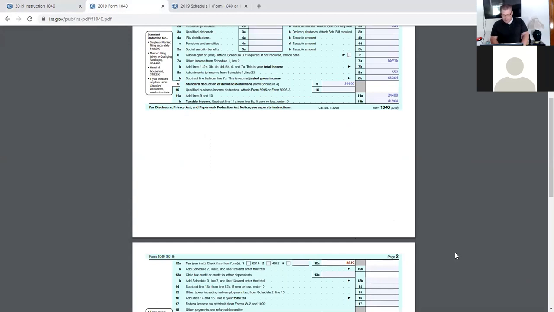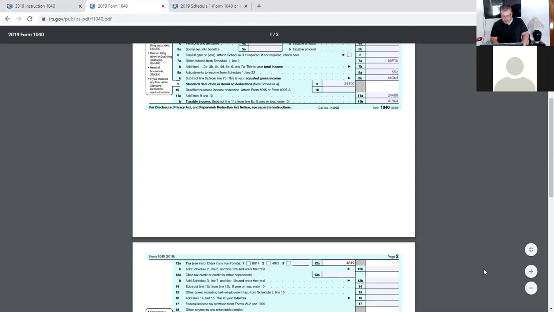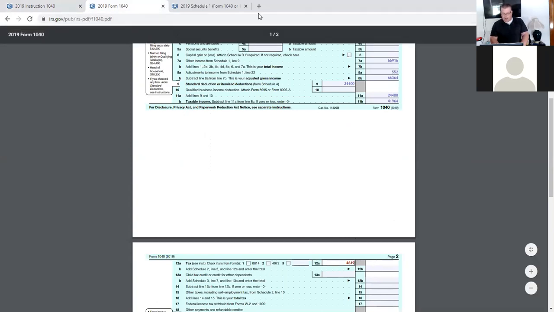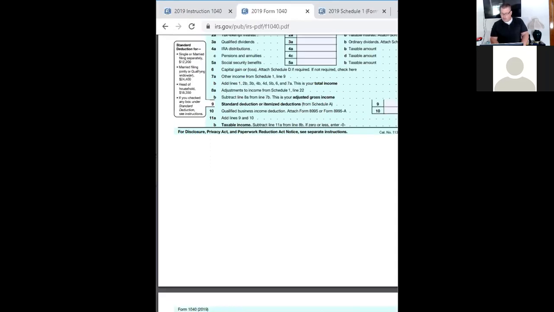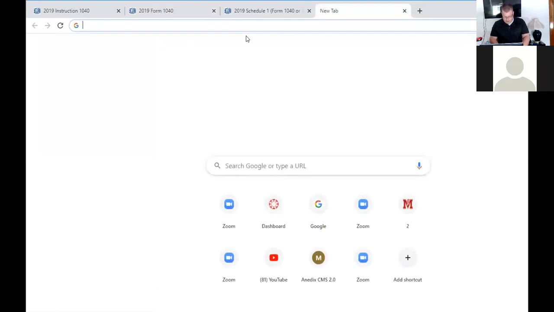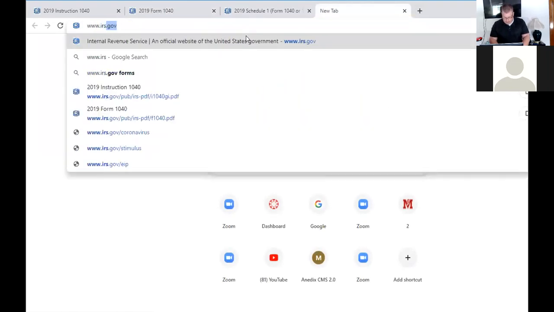Now, notice the next line, add Schedule 2, line 3, and line 12A, and enter the total for 12B. Let's go to the IRS website and see if we can see what Schedule 2 is and whether or not we have to do Schedule 2. Let me reduce this a little bit because I can't read the tabs very well. So remember, the IRS website is just www.irs.gov.